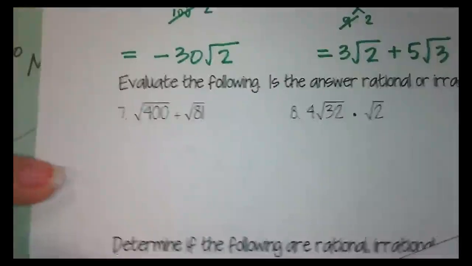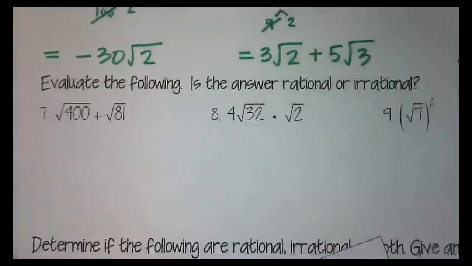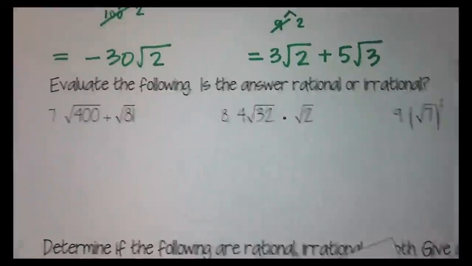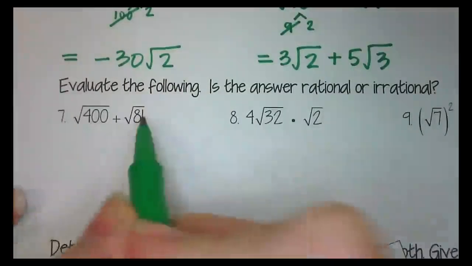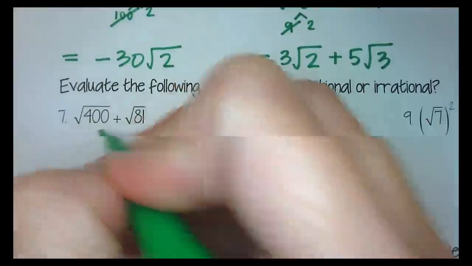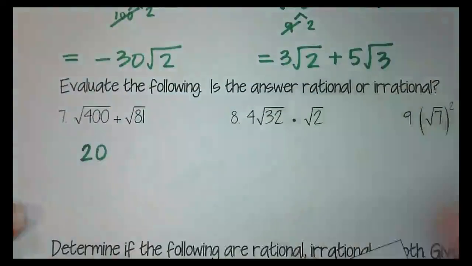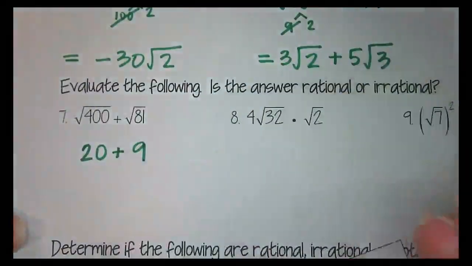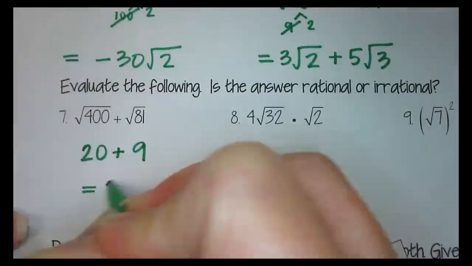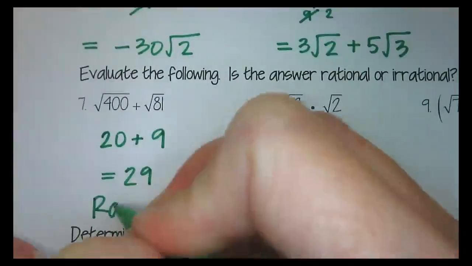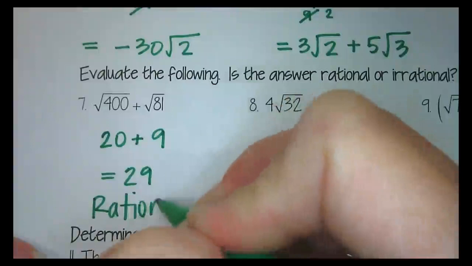All right, next up, evaluate the following and then decide if the answer is rational or irrational. All right, so I can't add these together, so let's simplify. So square root of 400, well, that's just 20. And then square root of 81 is 9. I add that together, I get 29, and 29 is rational.